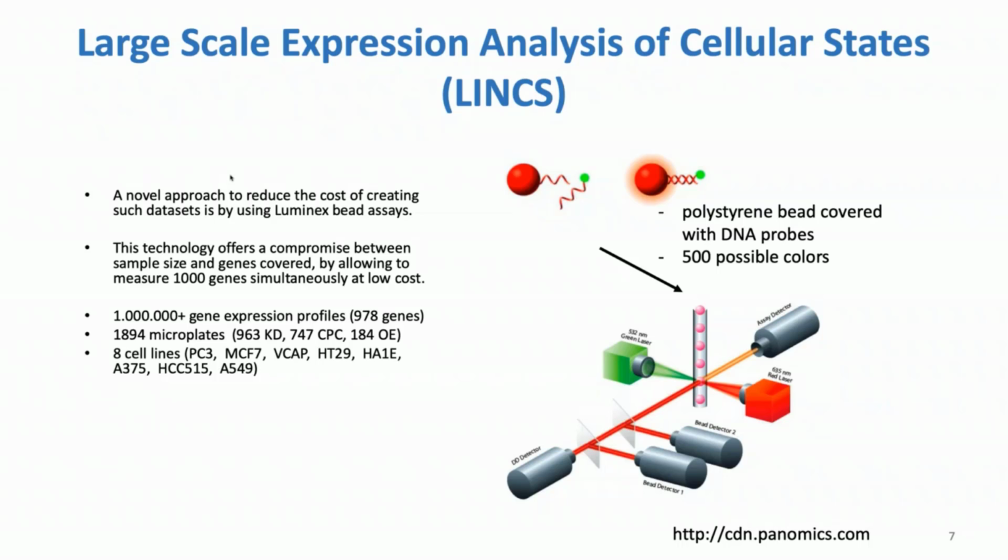Just briefly, this is how it works: they mix the beads with the probes and the mRNA they extracted from the samples, and then they run them through a laser. They have a detector that can measure the color of the bead, so they know what gene we're looking at. And then they measure the intensity of the fluorescence of the mRNA fragments that bound to the probes. That gives you the abundance of the mRNA in the sample.